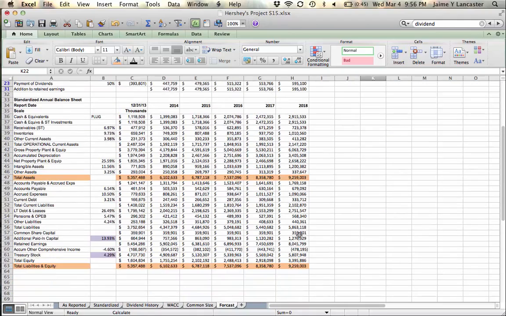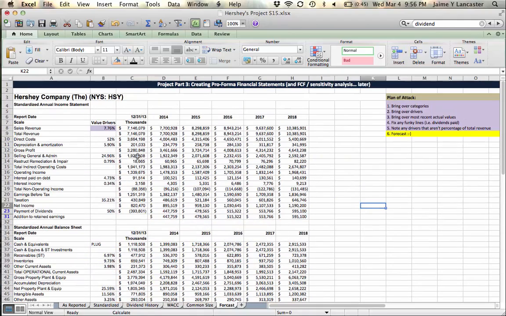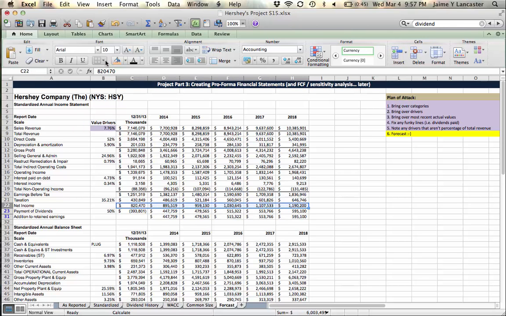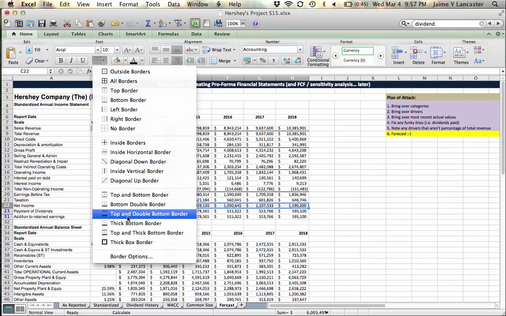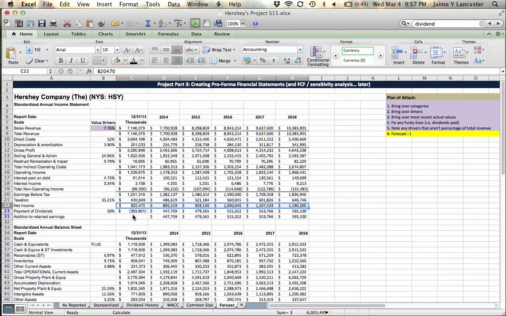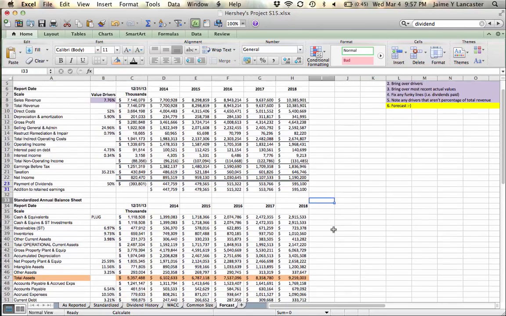All right, so this, I think, looks good. At this point, I like to go through and add a few lines, right? I'm going to add a line for total revenue. I'm going to add a line above gross profit. I'm going to add a line above operating income. I'm going to add a line up above earnings before tax. Right, those are all my subtotals. And then for net income, I'm going to do the top and double bottom border, or top and thick bottom border, I don't care what, just some way to make it obvious.